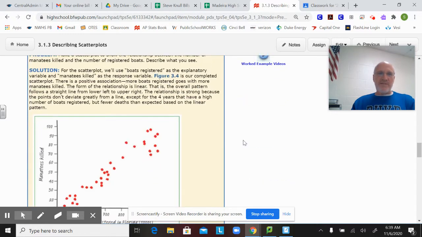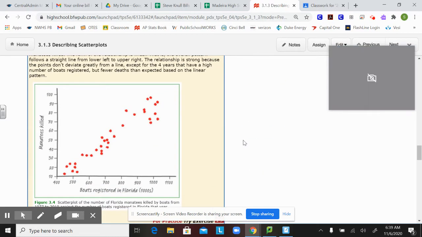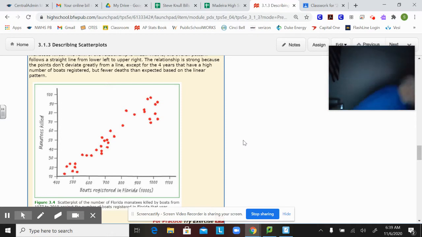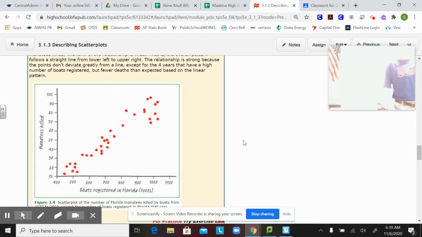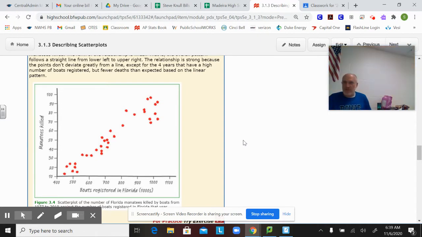Okay, so let's see. We got a scatterplot here. Obviously, now you had to describe that. Sorry. If you had to describe that, we got what? Direction, form, strength, and outliers. The direction is it's trending upward. Higher number of boats registered leads to higher manatees killed. The form is that I would call that clearly linear. The strength, I think that's pretty strong. That's a pretty strong relationship. And outliers, I would say there's none. Again, sometimes that's a little up for argument.